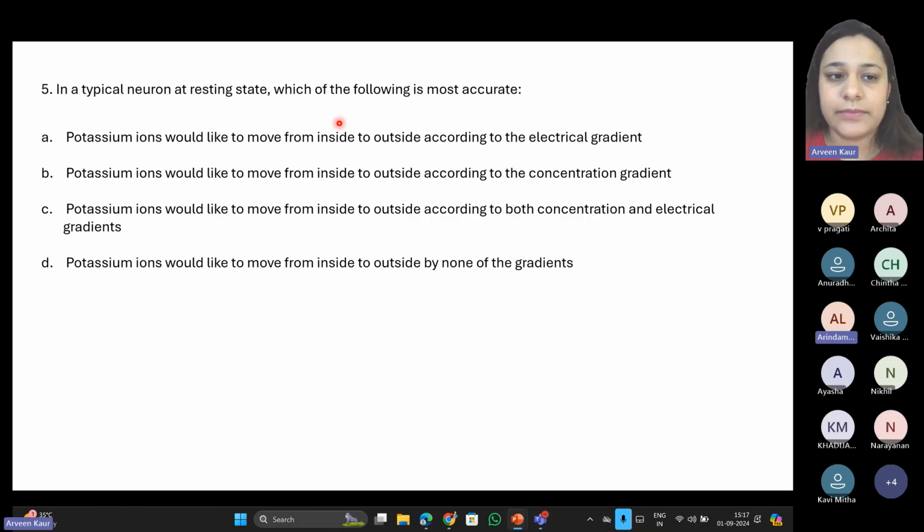Coming to question number 5. In a typical neuron at resting state, which of the following is most accurate, right? Potassium ions would like to move from inside to outside according to the electrical gradient, or potassium ions would like to move from inside to outside according to the concentration gradient, or potassium ions would like to move from inside to outside according to both the concentration and electrical gradients, or the potassium ions would like to move from inside to outside by none of the gradients.